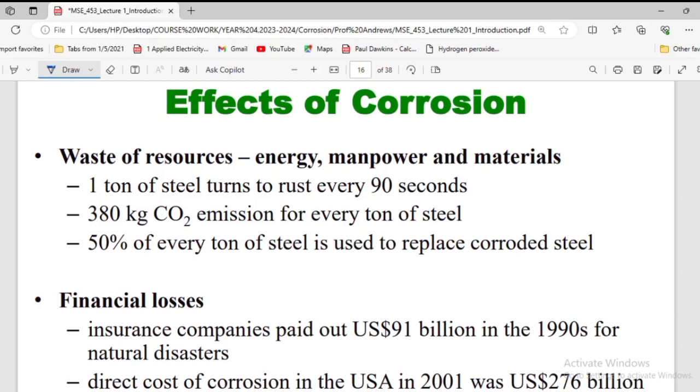Note that from here, 1 ton of steel tends to rust every 90 seconds. Wow, that's so powerful. And there are 380 kilograms of carbon dioxide emission for every ton of steel. So that means this can also lead to a high rate of global warming. So corrosion can also lead to global warming. We have 50% of every ton of steel used to replace corroded steel, and that's a lot of cost.